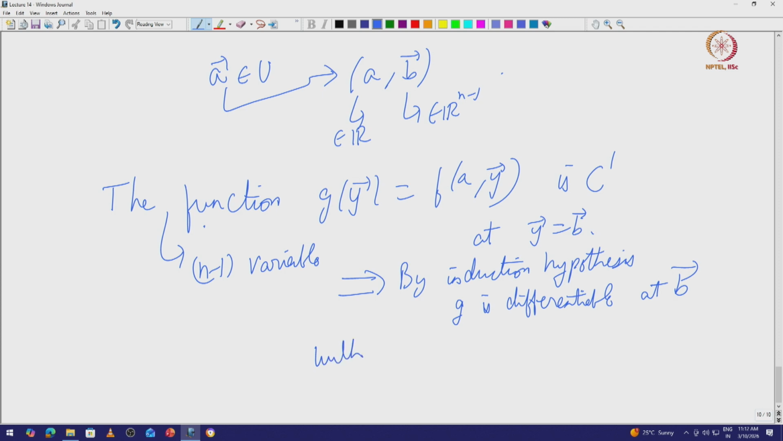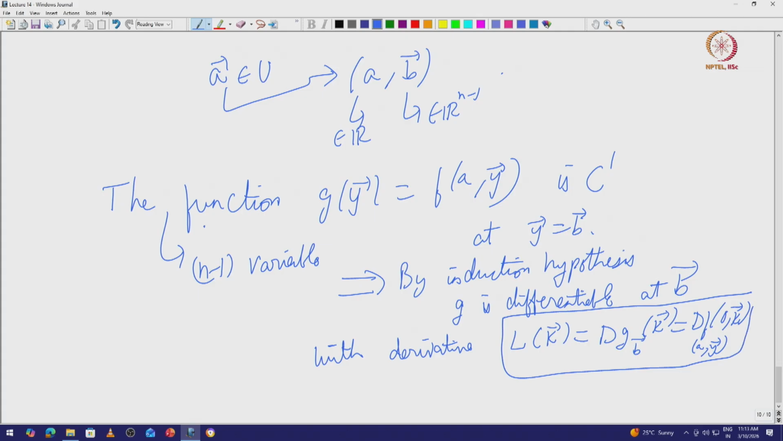g is differentiable with derivative, let's call it L of k, this linear map, which is the derivative of f acting on (0, k). So the derivative is a linear map, right? What linear map is it? So we already know what this is.